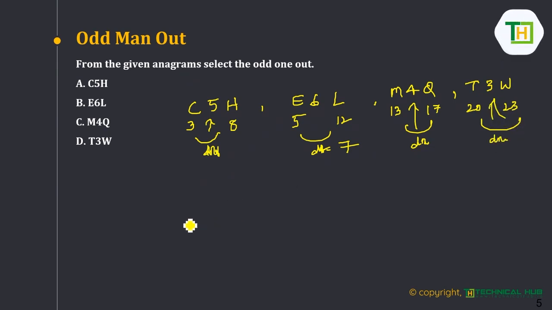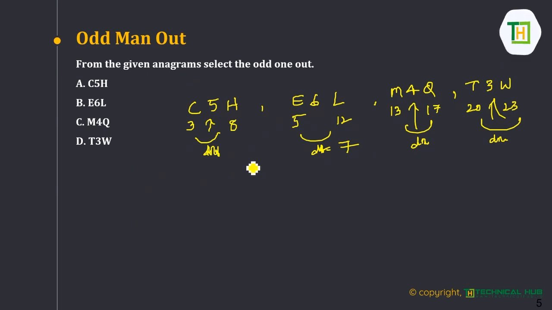So every time for odd man out, you don't have to use the gap rule, the alphabetical order rule, or the vowel rule. You can see the options and find the answer directly. In that case, these rules are not used every time. You can choose the correct answer, the odd one out, simply without applying the gap rule or any rule.